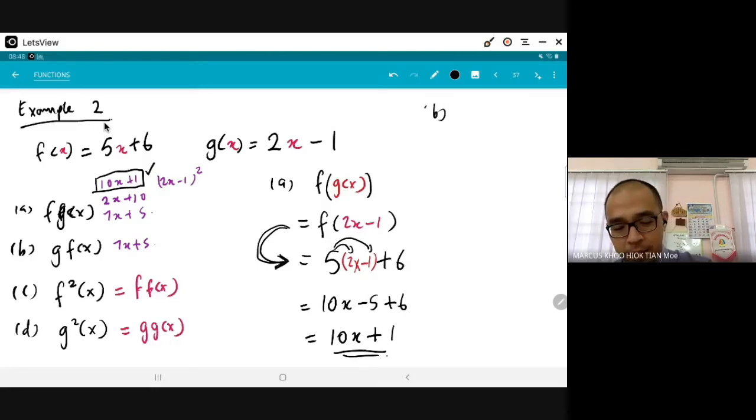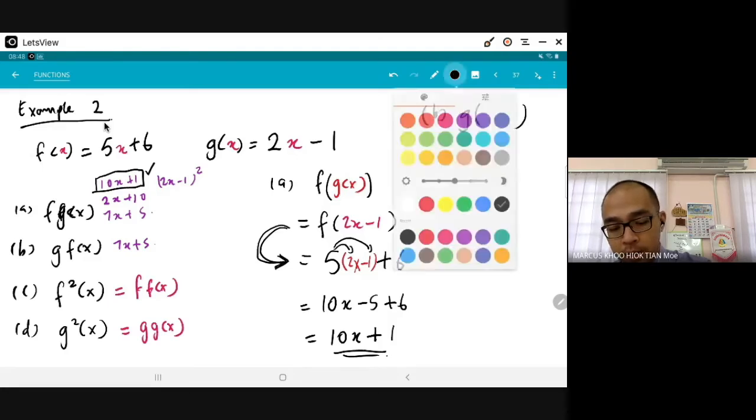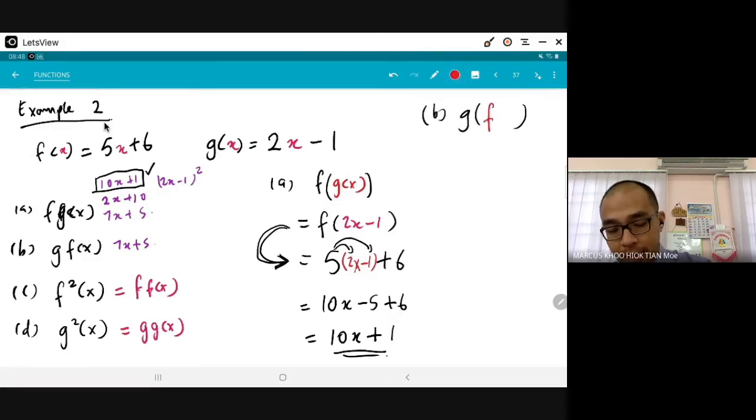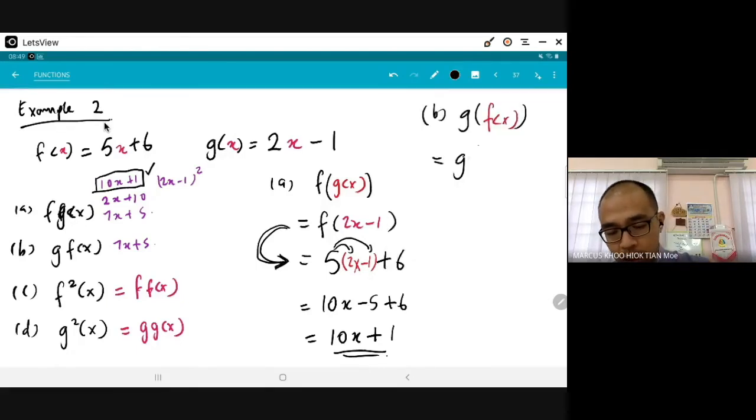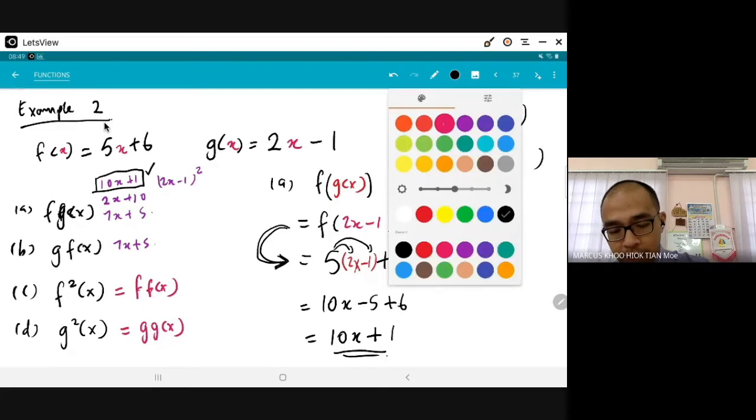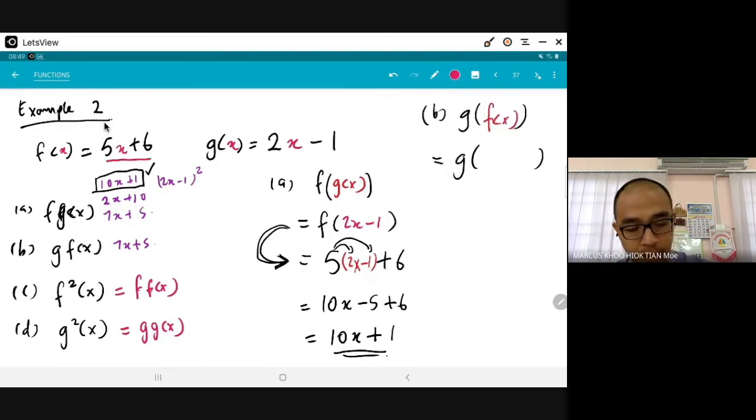Okay, question B. G of f(x). So I'm going to write G outside and I write my object as f(x) inside. Same thing. What is the first step you do? You replace the function inside the red color. So equals G. What is my function? My function is 5x plus 6.